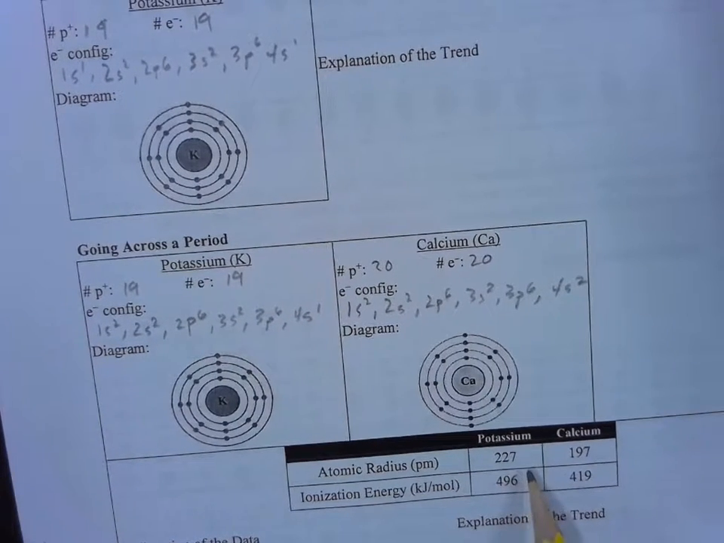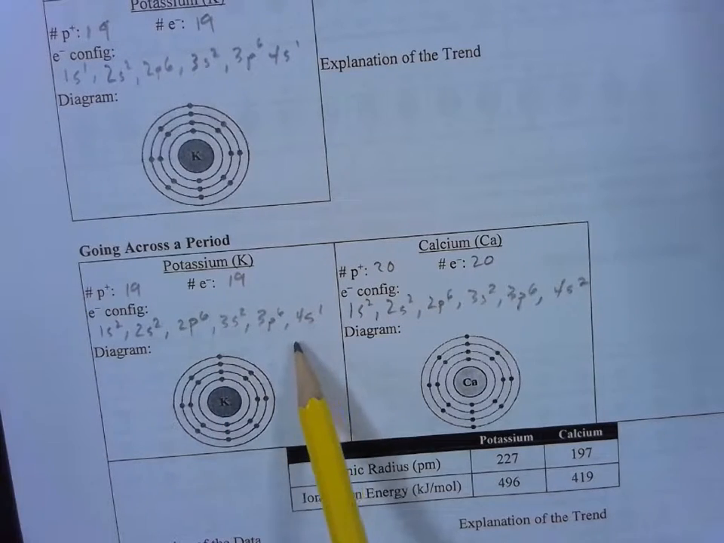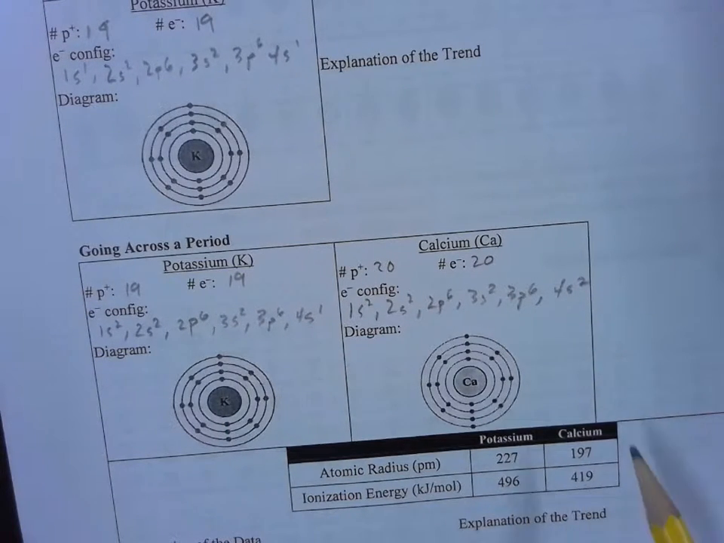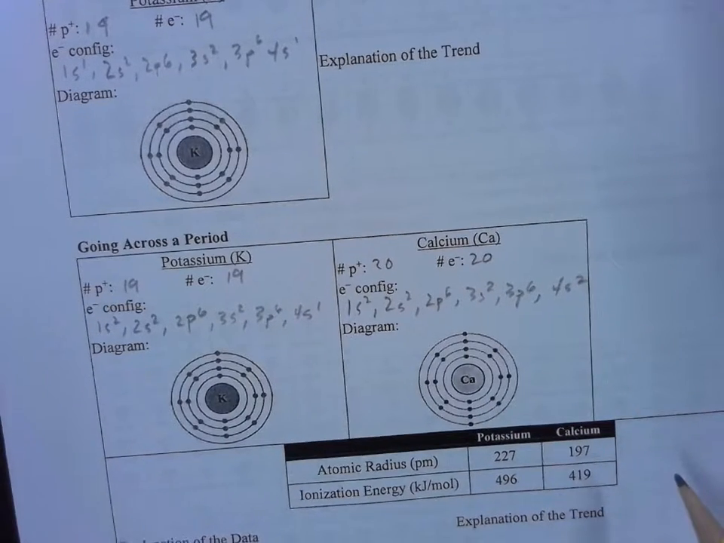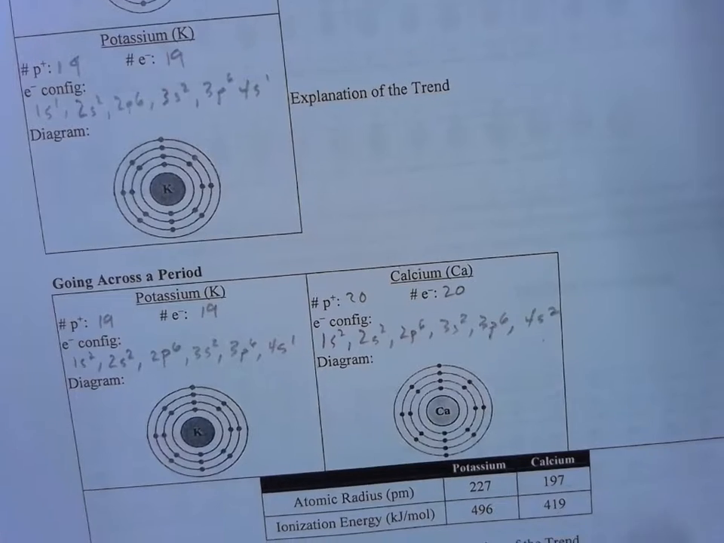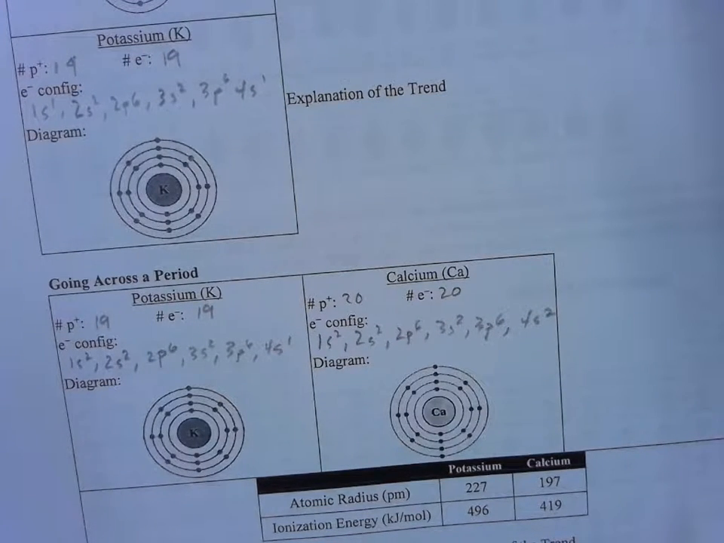For potassium, the atomic radius is 227. And for calcium, the atomic radius is 197. The ionization energy, the amount of energy required to strip this electron away, for potassium is 496, and for calcium it's 419. So it's got less ionization energy, right? Okay, so let's go ahead and explain this.